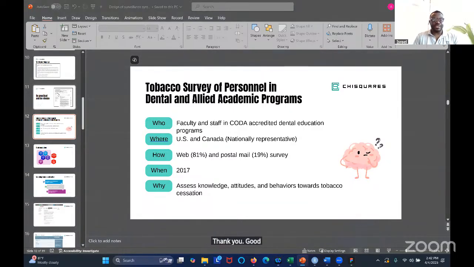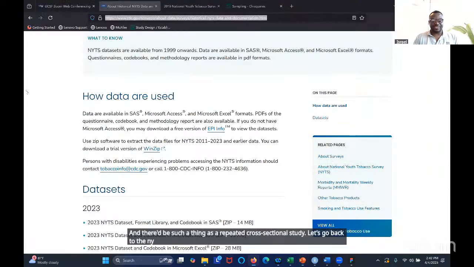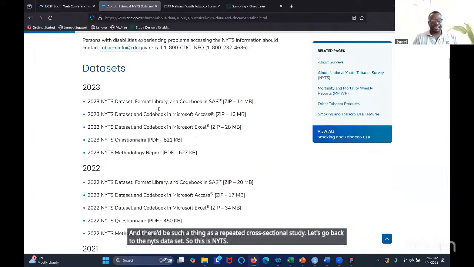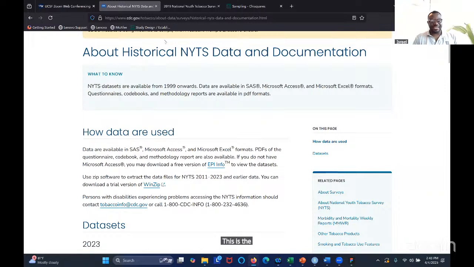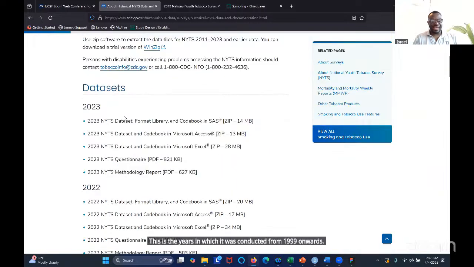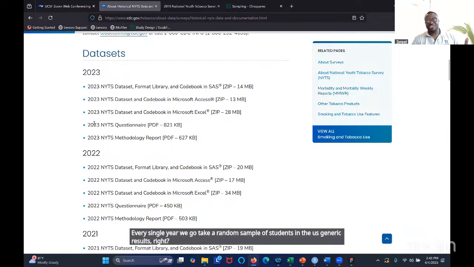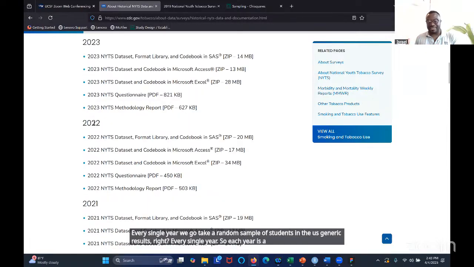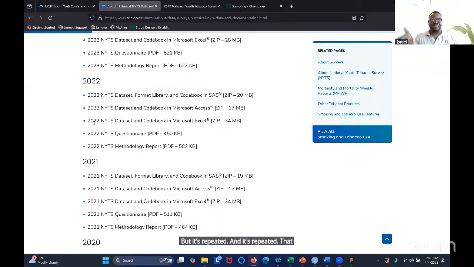So, all right. The first question was, can there be such a thing as a repeated cross-sectional study? Let's go back to the NYTS data set. This is the years in which it was conducted from 1999 onwards. Every single year, we take a random sample of students in the US, generate results, right? Every single year. So each year is a cross-sectional study, but it's repeated. And it's repeated, that's why we can look at trends over time, right?